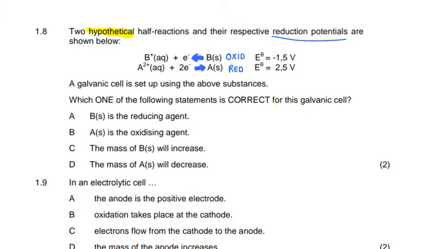They go on to say that a galvanic cell is set up using the above substances. Now it says which one of the following statements is correct for this galvanic cell. Basically now we just need to add a few more things here. Because this is the oxidation reaction, it's happening at the anode. And because this is the reduction reaction, it's happening at the cathode.